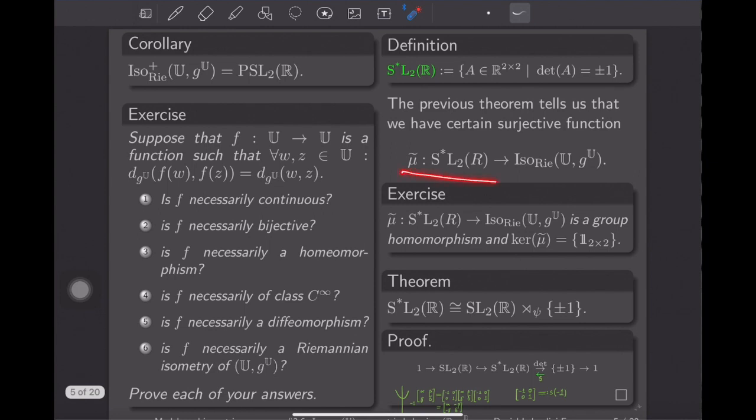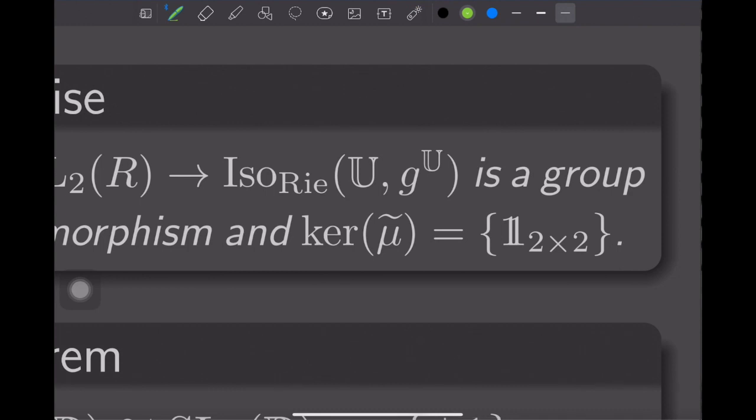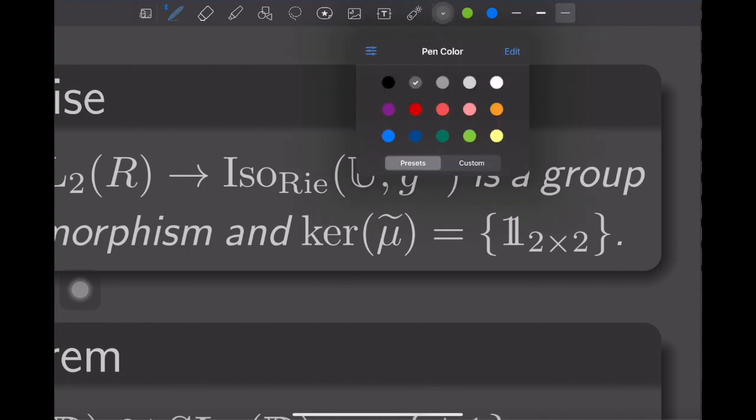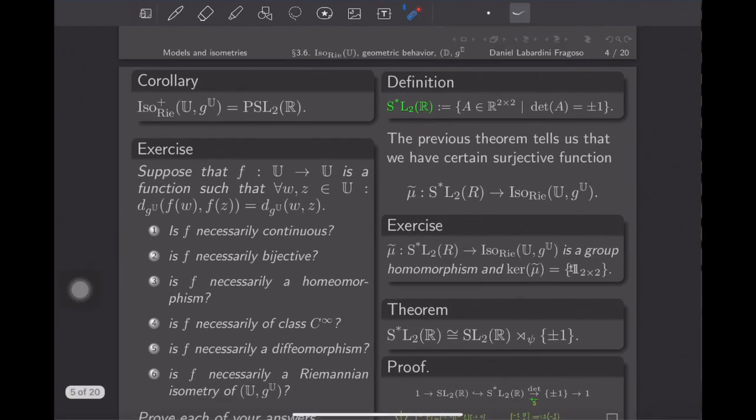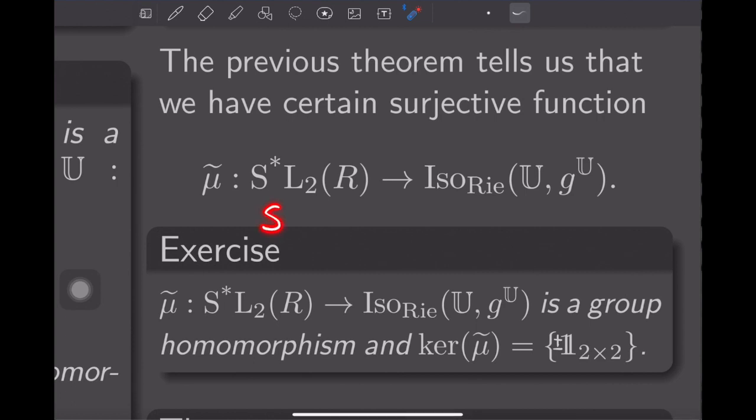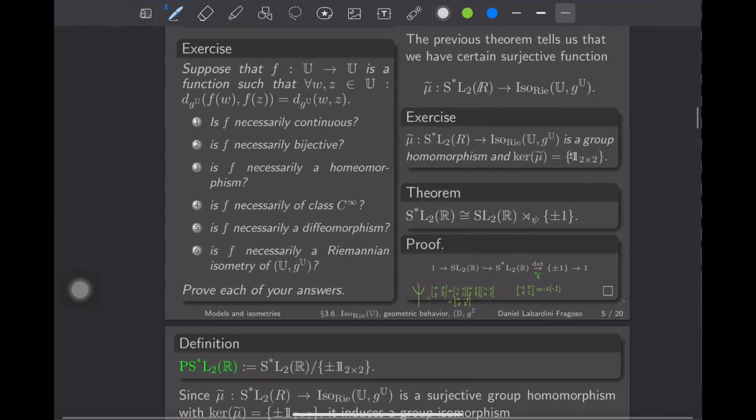Exercise: this function is actually a group homomorphism, and its kernel is just plus or minus the identity. So as you can see, this becomes a group homomorphism that extends the group homomorphism going from just SL2R, given by a Mobius formula, that to any matrix associates the corresponding Mobius transformation. Here I should write also R.